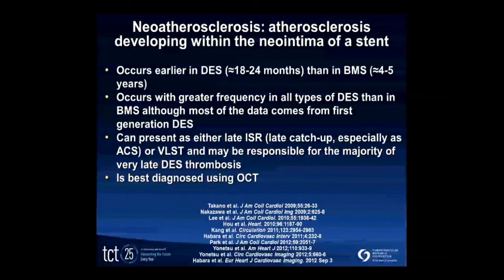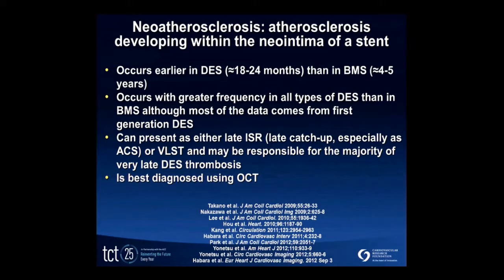And I'll just mention one of them, this fascinating entity called neoatherosclerosis, which we probably ignored in the past. I remember cases that presented with bare metal stent restenosis 4, 5, 6, 7, 8 years after implantation that we treated with brachytherapy 10 years ago, and that probably was just unrecognized neoatherosclerosis. The technique of choice in assessing neoatherosclerosis, as shown by all the studies that I've listed here, is OCT. It occurs earlier in DES than in bare metal stents, with greater frequency, probably in all kinds of DES compared to bare metal stents.